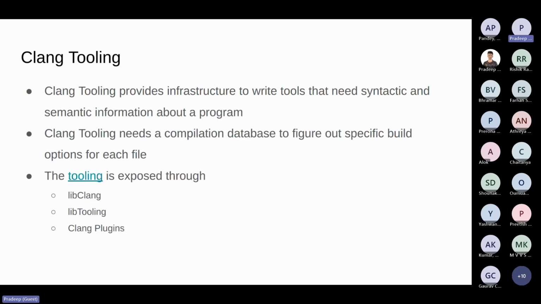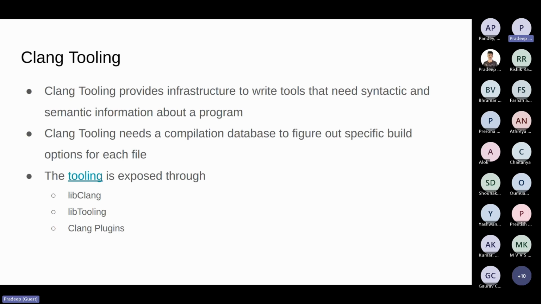The tooling itself is exposed through different interfaces like libclang. Libclang is a C interface, and there's also LibTooling, which is a more advanced C++ interface that gives you total control of the AST, or the Clang front end. And a Clang plugin is a library methodology where you can load libraries that you've built, and you can use them to change the actual compilation process.